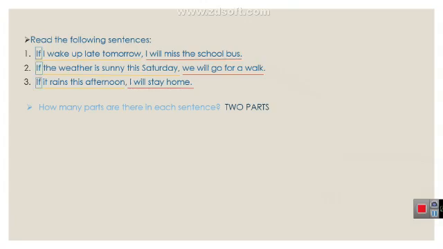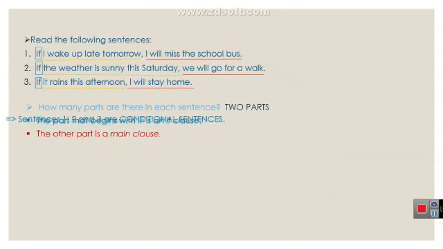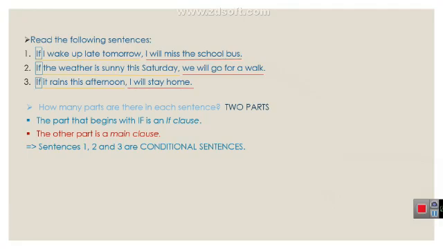The part that begins with if is an if clause. The other part is a main clause. So, sentences 1, 2, and 3 are conditional sentences because they consist of an if clause and a main clause. Now, find the verbs in the if and main clauses.